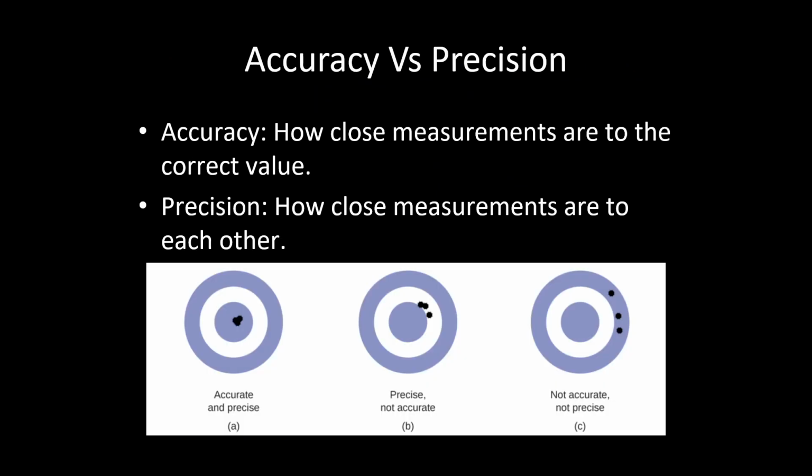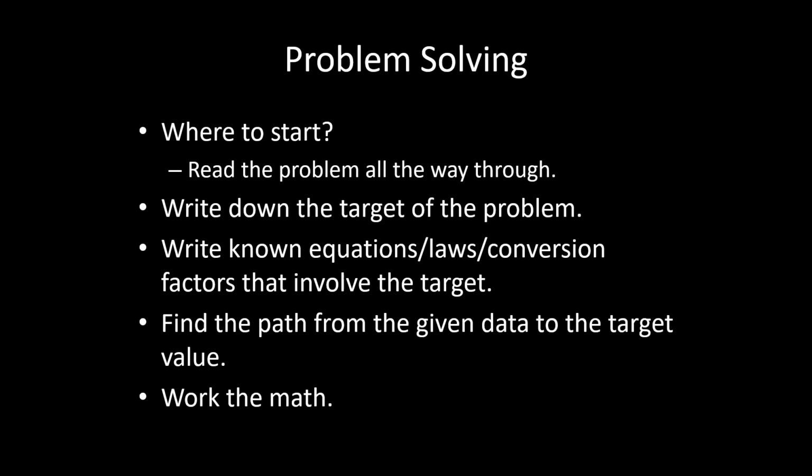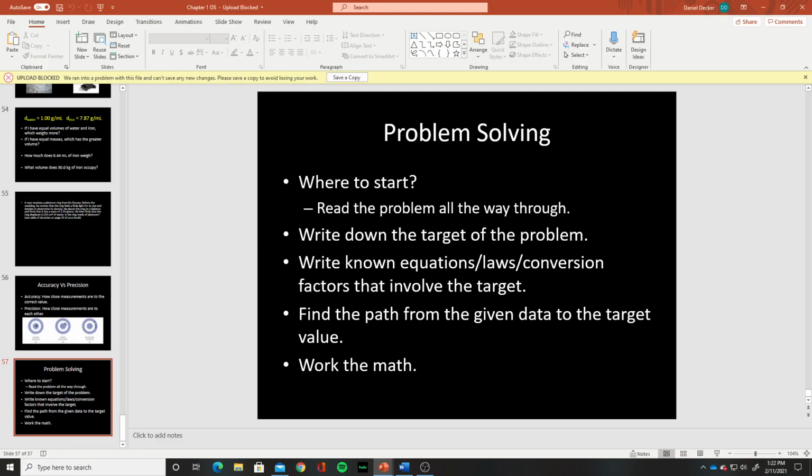I believe, then the accuracy and precision. As far as accuracy and precision, what's written there is really just what I expect you to know. Accuracy is how close measurements are to a correct value. Precision is how close they are to each other. That's really all I expect you to know. So that is Chapter 1.